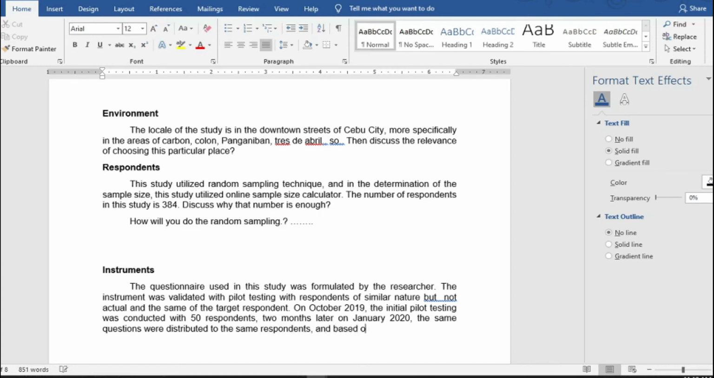And based on statistical verification, the questionnaire was or is reliable, with a score of, and you put your score there, which you statisticians know.